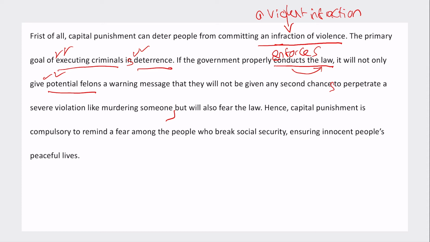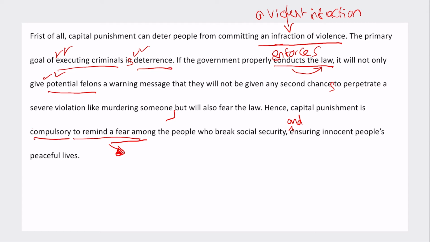Hence, capital punishment is compulsory to remind a fear among the people who break social security, ensuring innocent people's peaceful lives. And so we need an "and" here, because we're changing points. Hence, capital punishment is compulsory to remind a fear among the people. The way this is phrased is quite vague. To remind a fear among the people is compulsory.